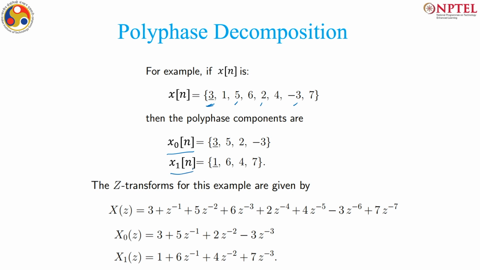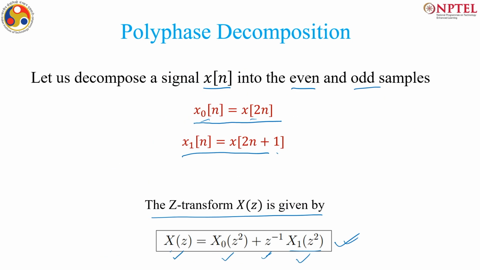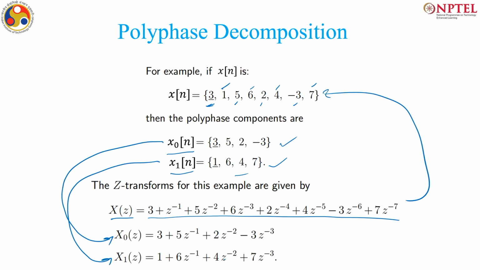And similarly, x1 will be formed by 1, 6, 4 and 7. This is simple. Now, if I do the z transform of the original signal, this is what I get, and this is just if I plug in the equation of z transform. And if I get the z transform of x0[n], I will get this, and for x1[n], I will get this. So, you can verify the relation which I just explained in the previous slide, this one. So, just plug in and you will check that this is verified.